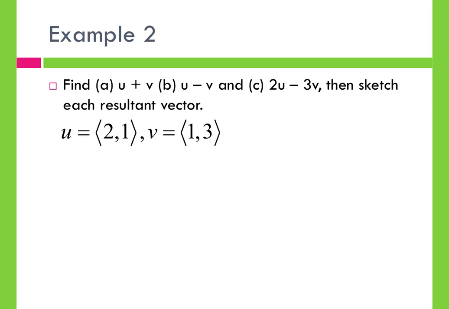All right, example 2 says find A, actually this should be example 3. A, u plus v, B, u minus v, C, 2u minus 3v, and then sketch each resultant vector. So we're going to find the sums first, and then we'll go back and sketch. If I wanted to find A, u plus v, then I add both change in x's, so I add the first two. This would be 2 plus 1, comma, add the second ones, 1 plus 3. And I get 3, 4.